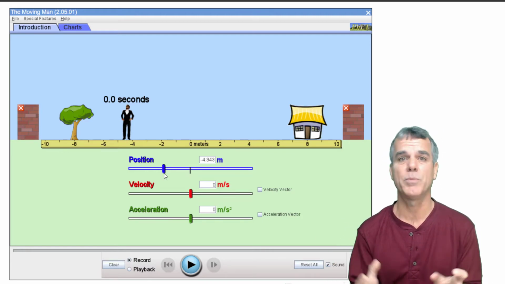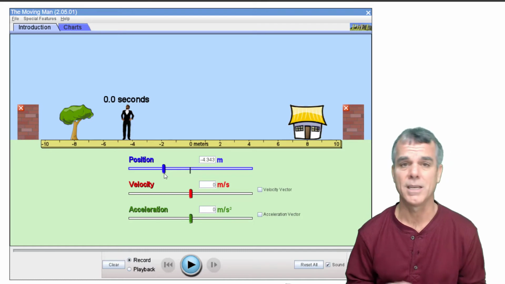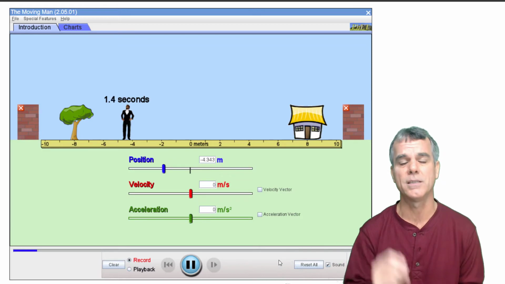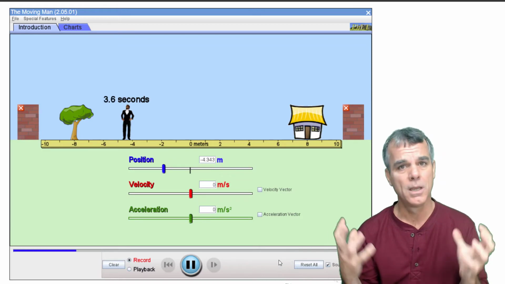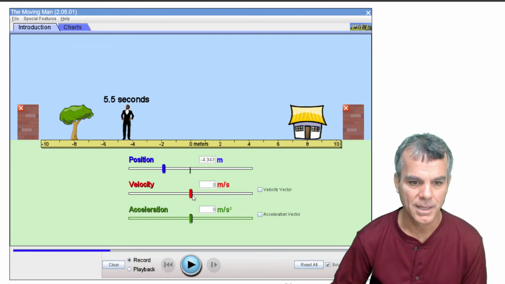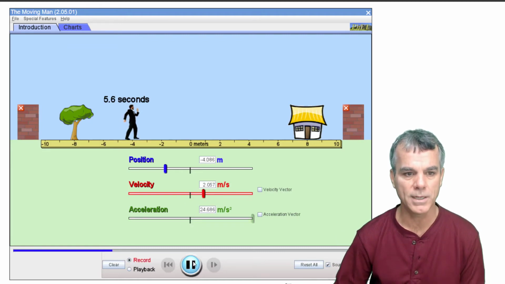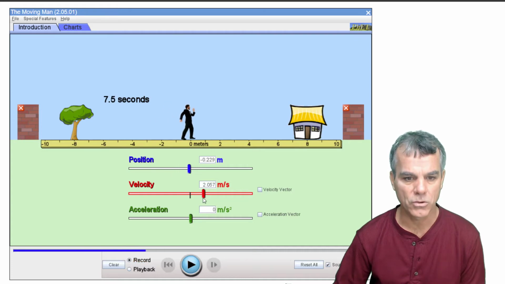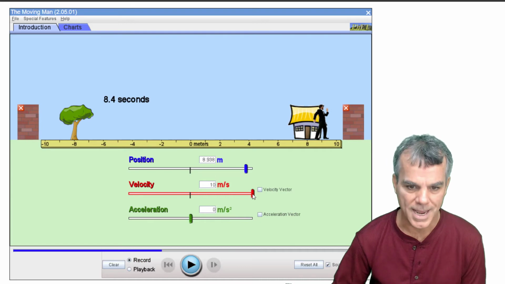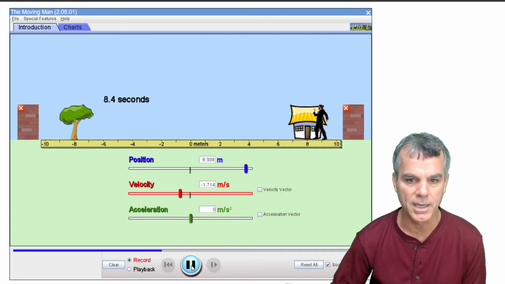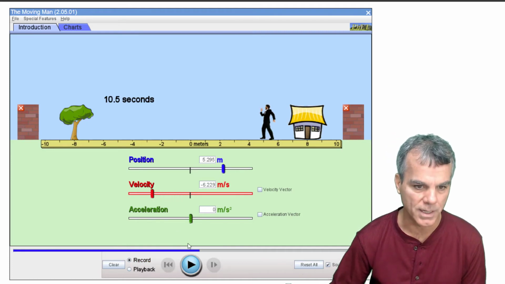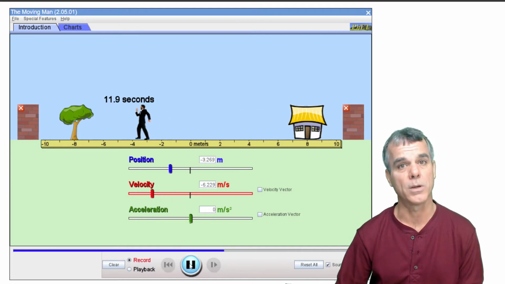Velocity indicates speed and a direction. Velocity equals 0 means you're not moving at all. So in this case, if I hit play and the velocity is 0 and the acceleration is 0, the man will just stay there. If I have a positive velocity, that means the object is moving to the right, and the greater the magnitude of the velocity, the greater the speed. A negative velocity means that the object is moving to the left. And again, a bigger negative velocity would mean you're moving to the left with a greater speed.